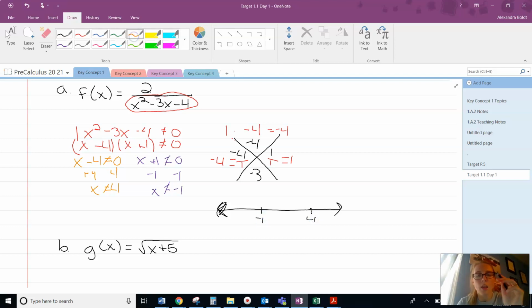X does not equal 4. So anywhere it does not equal, there's a big open circle there. Right? Does not equal 4. It does not equal -1. Another big open circle. I have no other rules, so I'm just going to say everything else is fine.